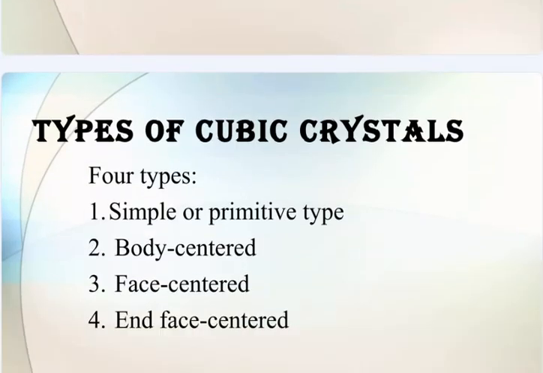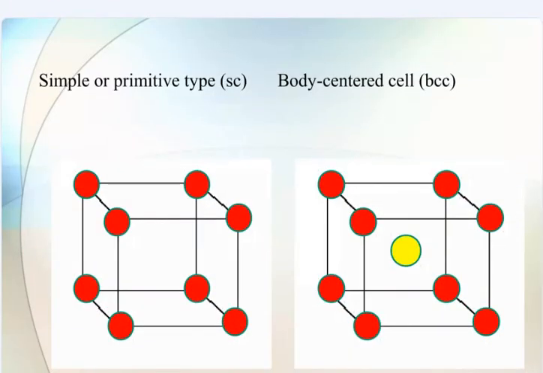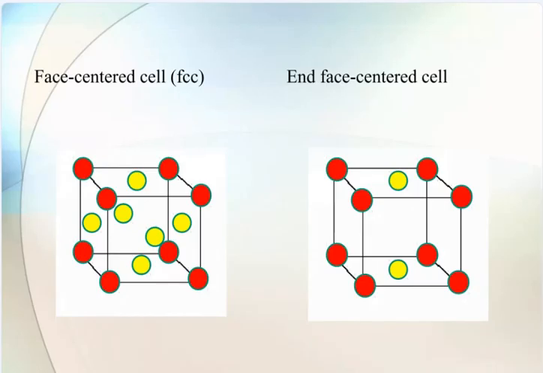center of symmetry. Now, types of cubic crystal: simple or primitive type, body centered, face centered and end face centered. So, simple or primitive type, you can see atoms at the corners, body centered with an atom at the body center, and face centered cell, FCC, or end face centered cell. So, what is the difference? You can see here yellow only on the end faces, but here yellow on all 6 faces.